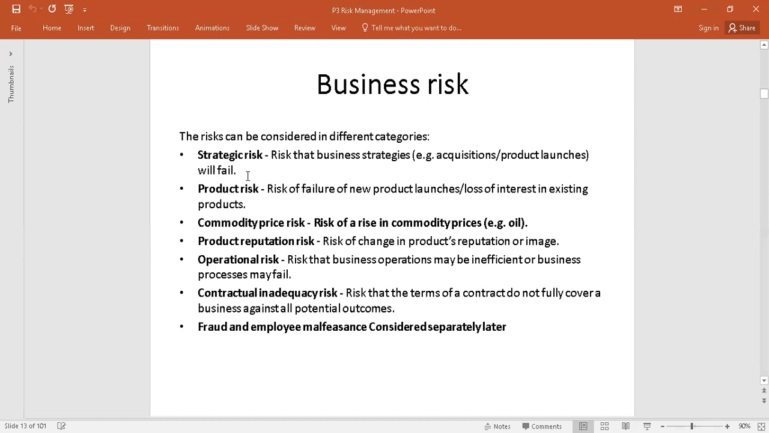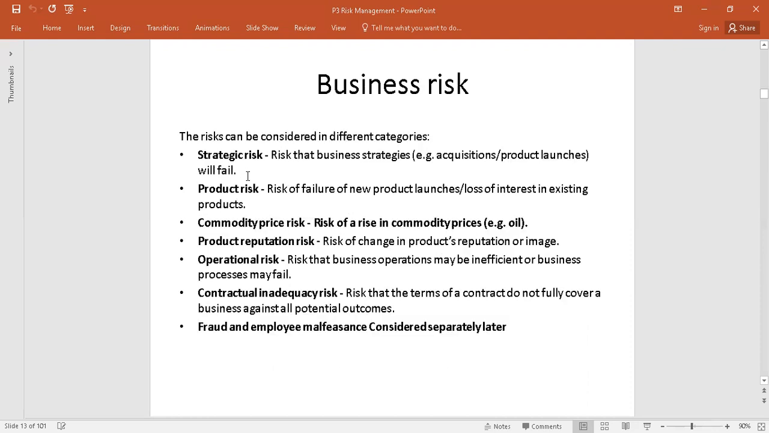Fraud or employee malfeasance, because employees are involved in fraudulent behavior. Later on, as part of the syllabus, we will be studying in detail about fraudulent behavior, the fraud triangle, etc. Because the employees are not ethically sound, they are involved in unacceptable behavior, and on account of that, if the business faces any loss, we call that fraud or employee malfeasance. Okay, so that is about the business risk.